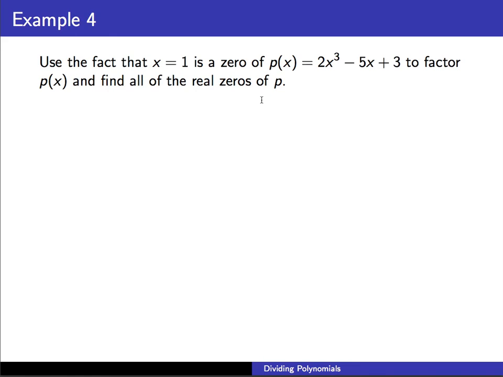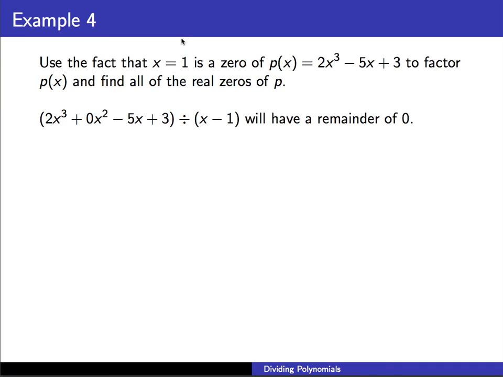Now use the fact that x equals 1, so our value of c is 1, is a 0 of this polynomial to factor it and find all the real zeros of the polynomial. So if we take 2x cubed minus 5x plus 3, don't forget the 0x in the middle, and divide it by x minus 1, this should have a remainder of 0. If it doesn't, then we made a calculation error, because the problem tells us it is a 0, so it should have a remainder of 0 when we use the division.